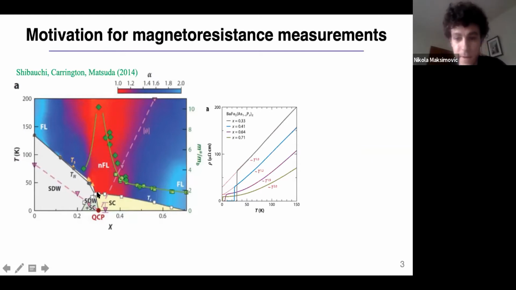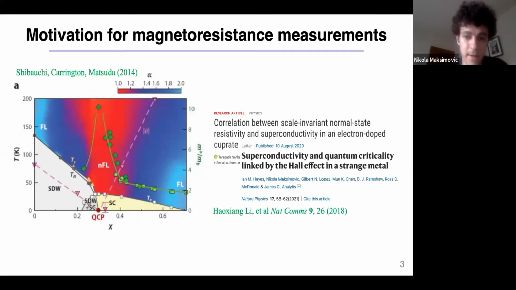optimal superconductivity. And this idea has existed for a while that the transport behavior of the normal state is actually somehow correlated to the strength of the superconducting state. Here I highlight a few modern papers on the topic, especially Ian Hayes's paper. Stay tuned for the next talk. Where you can kind of see correlations between transport coefficients and the superconducting state itself. So this is why it's important to understand transport.